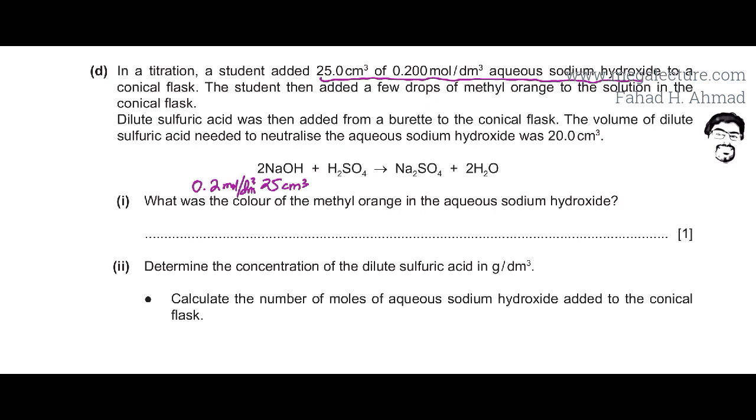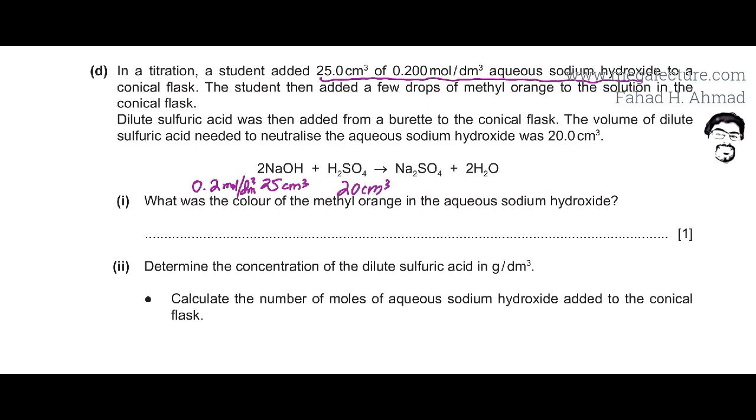So that's given. And it then says the student added a few drops of methyl orange to the solution in the conical flask. Dilute sulfuric acid was then added from a burette to the conical flask. The volume of the dilute sulfuric acid needed to neutralize the aqueous sodium hydroxide was 20 cm³. So that basically means that this NaOH reacted with 20 cm³ of sulfuric acid. So the volume of sulfuric acid is known: 20 cm³ sulfuric acid was needed.